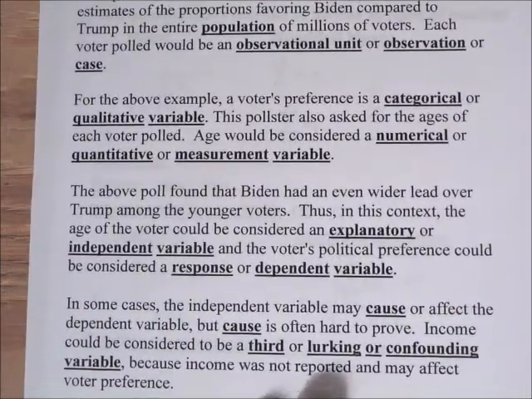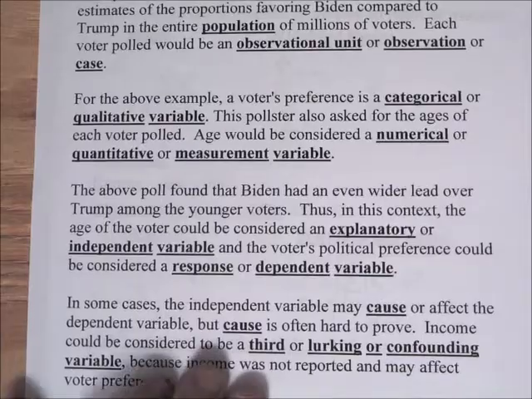In some cases, the independent variable may cause or affect the dependent variable, but cause is often hard to prove. Income could be considered a third, or lurking, or confounding variable because income was not reported and it might affect voter preference. So that's some of the terminology that we were working with.